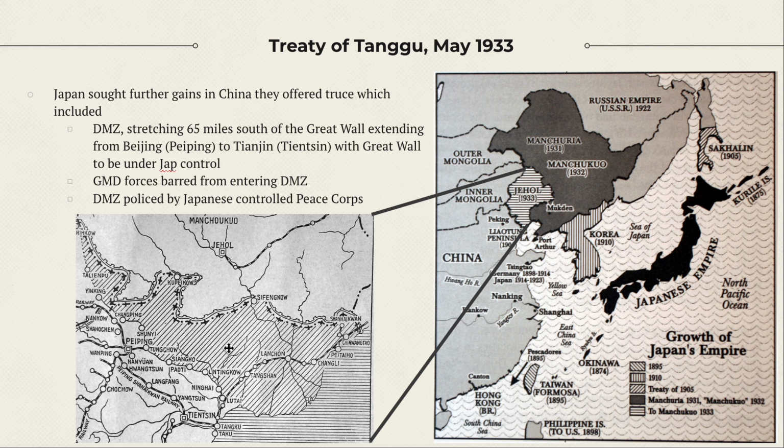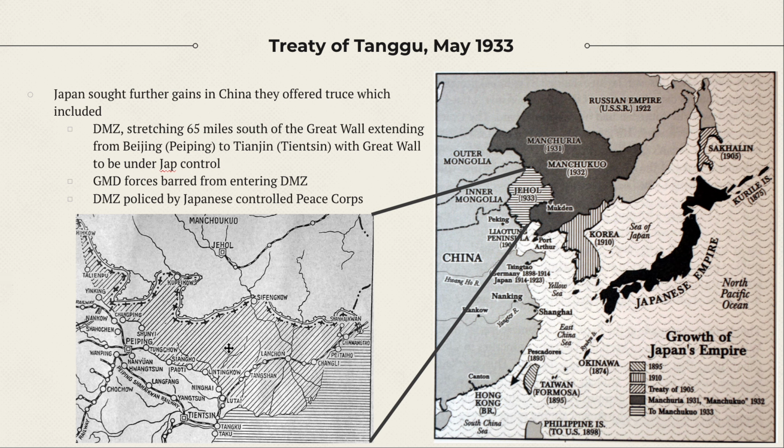So we see a DMZ being created in this area. Manchuria is going to fall under all of Japanese control. Korea is already under Japanese control. Taiwan is already under Japanese control. And we have Japan itself as well as the Sakhalin Islands, which they gained during the Russo-Japanese War. So Japan has expanded into all these areas by 1933.